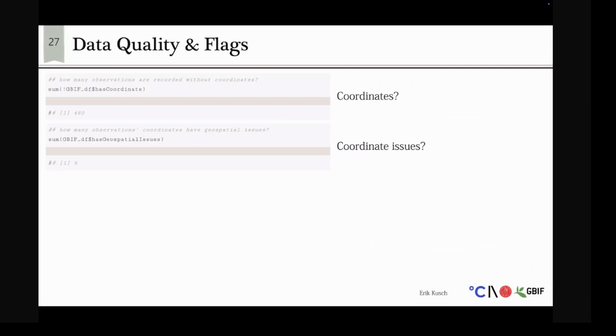Next, we look whether there are geospatial issues. That is a whole suite of potential biases or factors that might make the data unreliable.